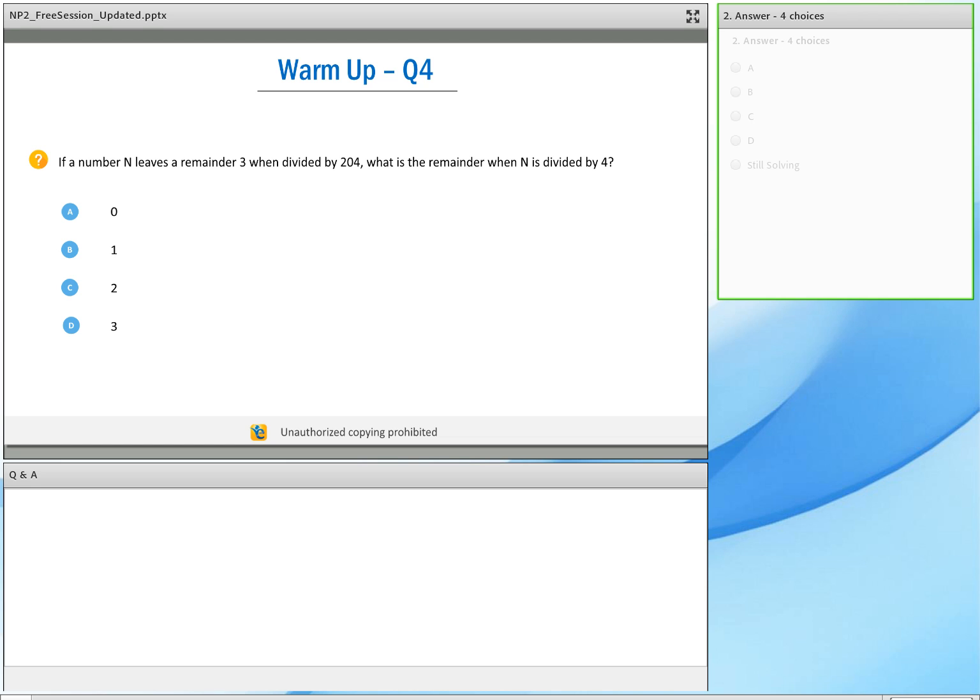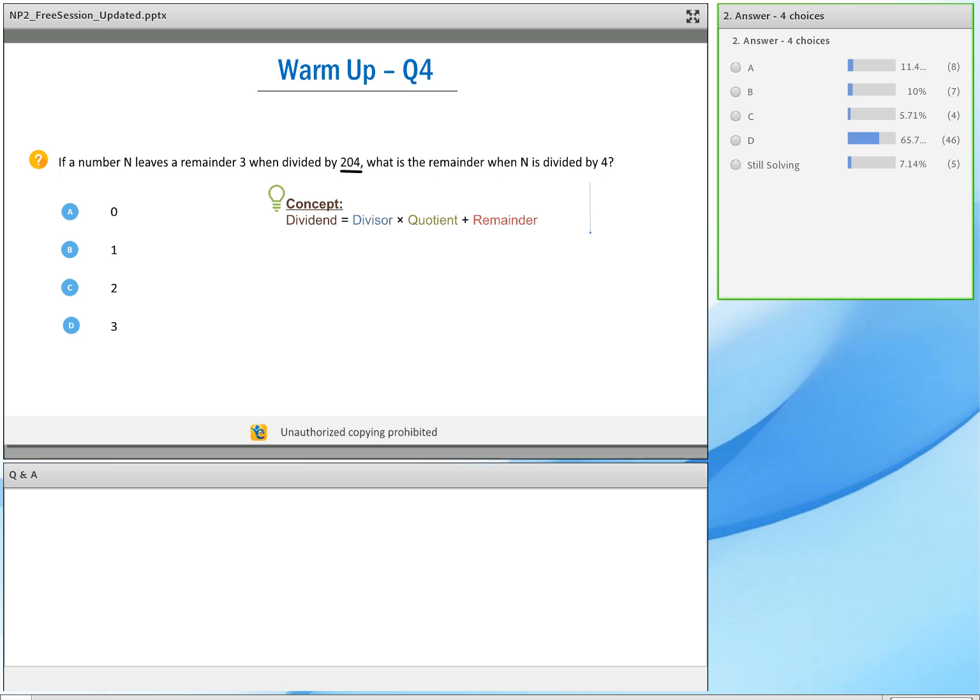So what does this question tell you? You guys did really well on this question, by the way. About 66% of you got this correct. This question says if n leaves a remainder 3 when divided by 2 or 4, what is the remainder when n is divided by 4? So when you think about this, the concept that we're going to use is that dividend is divisor multiplied by quotient plus remainder. The divisor over here is 2 or 4, and the quotient, we don't know what it is.